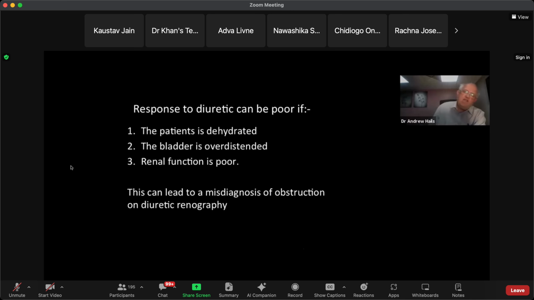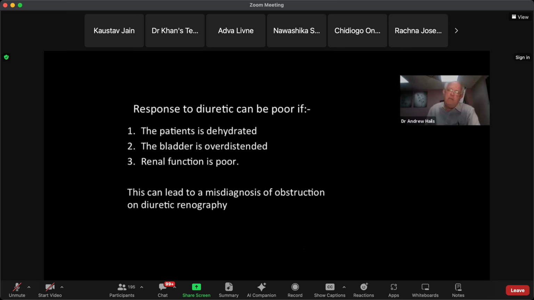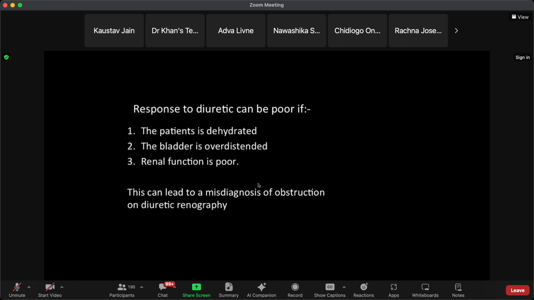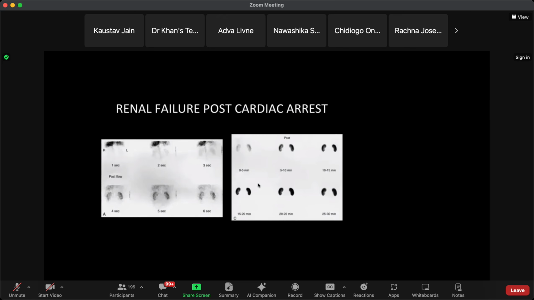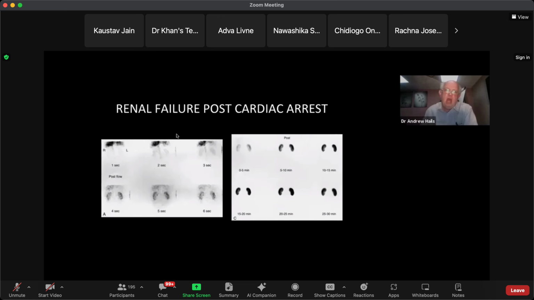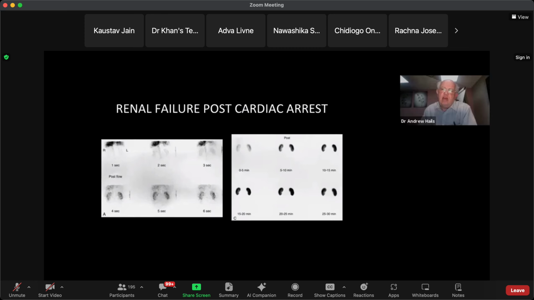Just to say that to make renograms work, the patient must be well hydrated, and the bladder mustn't be over full. Okay? And if the patient has very poor renal function, you will not get a response to diuretic. That can lead to a misdiagnosis of obstruction, as we might see in a minute. So this person here had a cardiac arrest, and they had renal failure after their cardiac arrest. Would you like to put a name to what this might be?